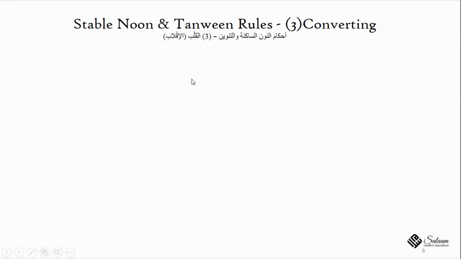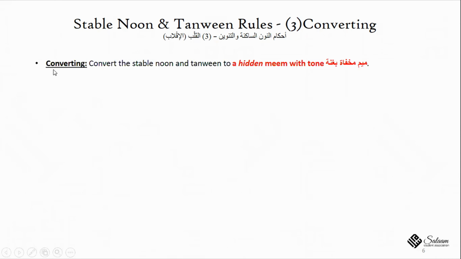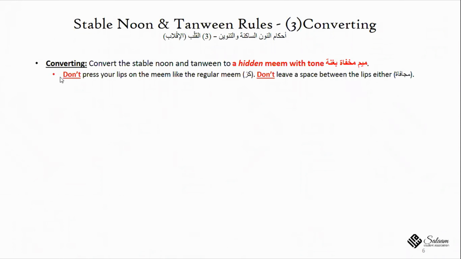Or if you put something upside down, it's called al-qalb as well. So what is it? It is converting the stable noon and the tanween to a hidden meme with tone. So meme with tone, we know. What's the hidden meme? We'll go into that inshallah. Hidden meme, ميم مخفاة بغنة. We will discuss this very shortly now.